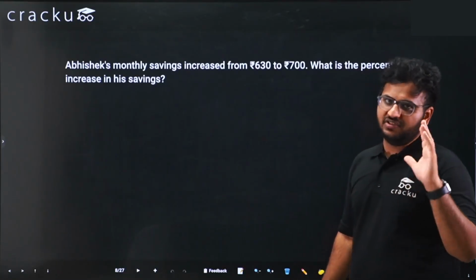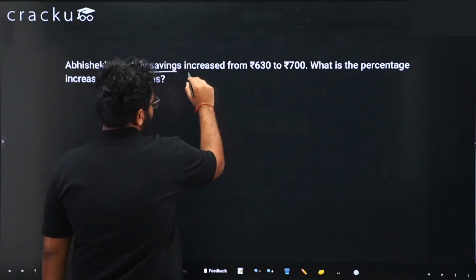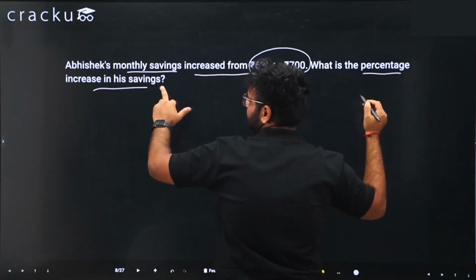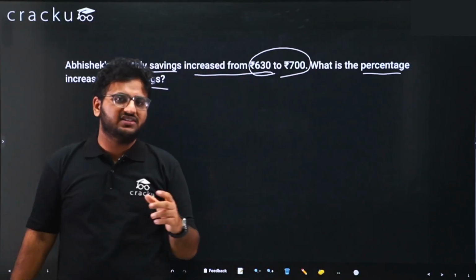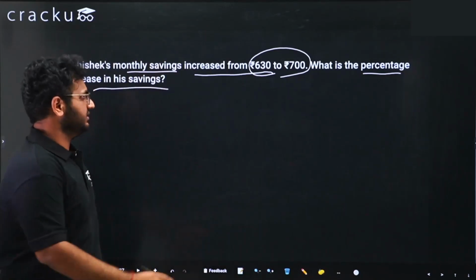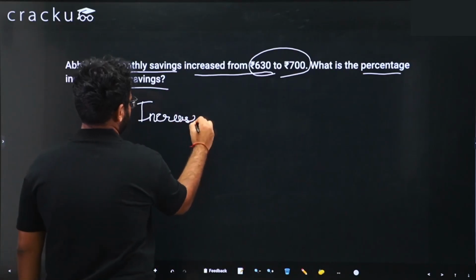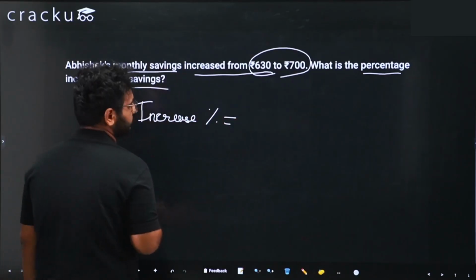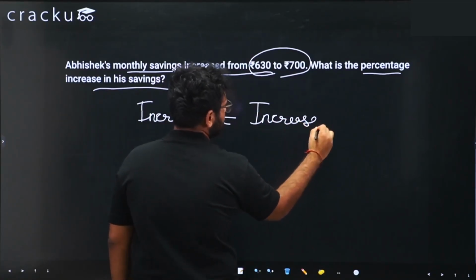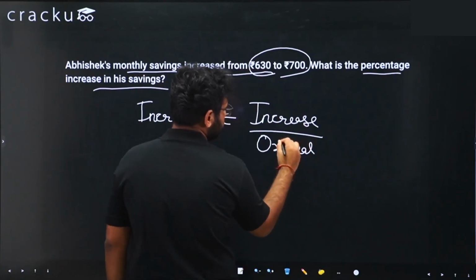Now let us look at some of the questions. Question: Abhishek's monthly salary saving increased from 630 to 700 rupees. What is the percentage increase in his saving? So his saving increased. So increase percentage will be equal to the increase in value upon original into 100.